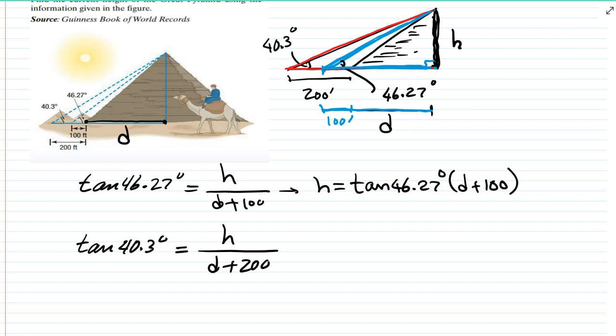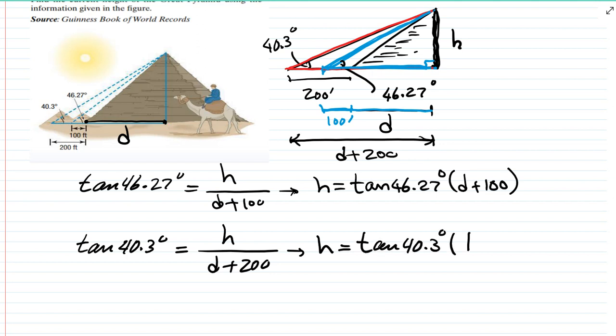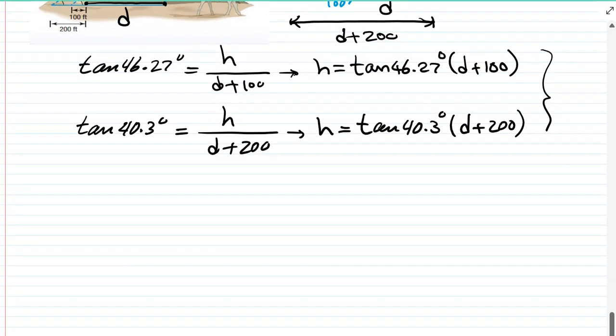Because for the red triangle, that side is d plus 200 now. And I can solve for h, right? Cross multiply, and I get tan 40.3 degrees times d plus 200. So what this will do in effect, it will give me two equations and two unknowns, right? So one way, instead of setting up a system and solving it as a system, I can do this. Well, it's the same height, right? Regardless of which triangle I use.